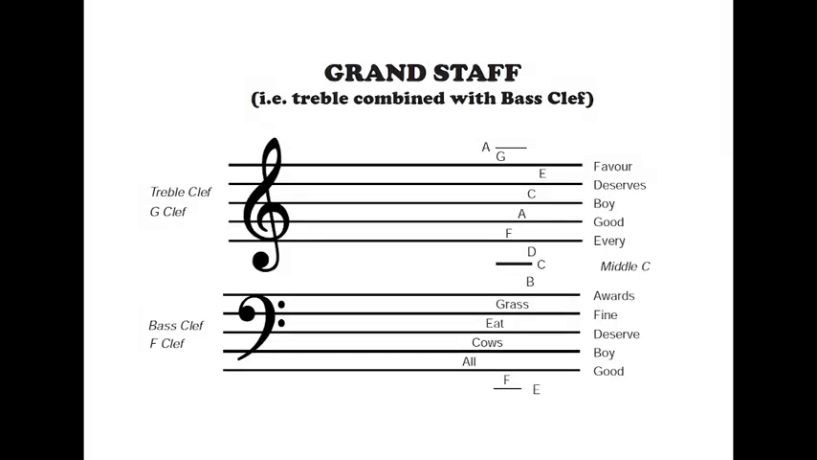The grand staff. The treble clef combined with bass clef. That's what you call the grand staff. The way you look at this, we have combined all the formulas. This is the bass clef, you can see the symbol. This is the treble clef, you can see the symbol. Treble clef is also called G clef, bass clef is also called F clef.